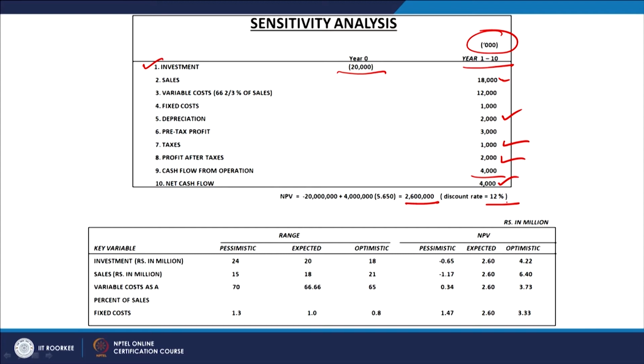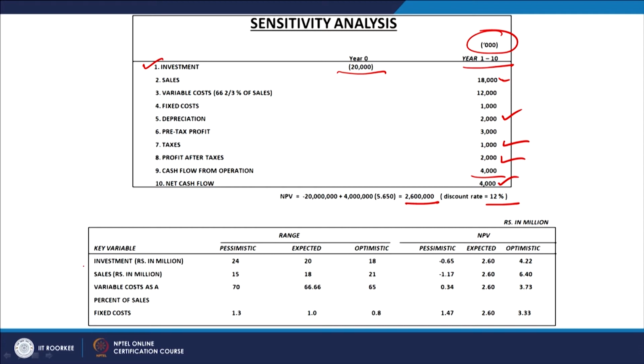But now, as I told you that we have to apply the sensitivity analysis, we have to go for the risk analysis. So, this risk analysis is done in the lower table, where we have created the 3 scenarios, but these 3 scenarios are not based upon changing multiple variables in one go. Only one variable at one point we have changed, and then we have seen the impact upon the NPV, right.